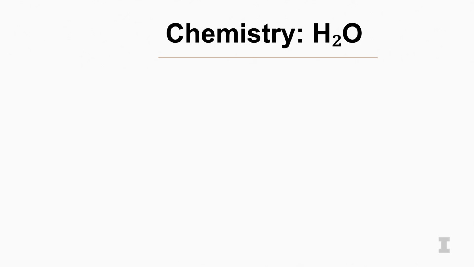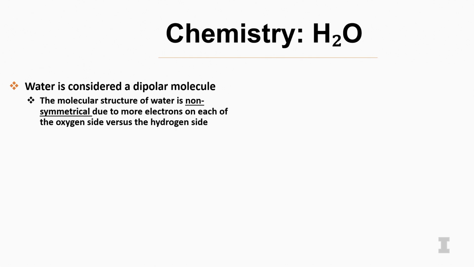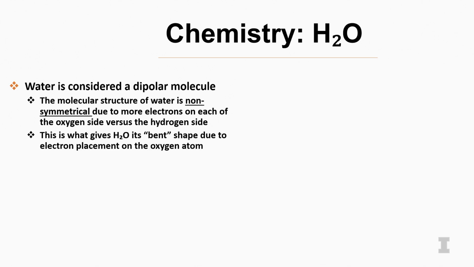So let's discuss the chemistry of water. And water is fascinating with the chemistry, at least for me. Water is considered what we call a dipolar molecule. This means that the molecule structure of water is non-symmetrical. We've got more electrons on one side versus the other, which gives water this bent shape because we have electron placement heavy on one side and then we have the hydrogens on the other.